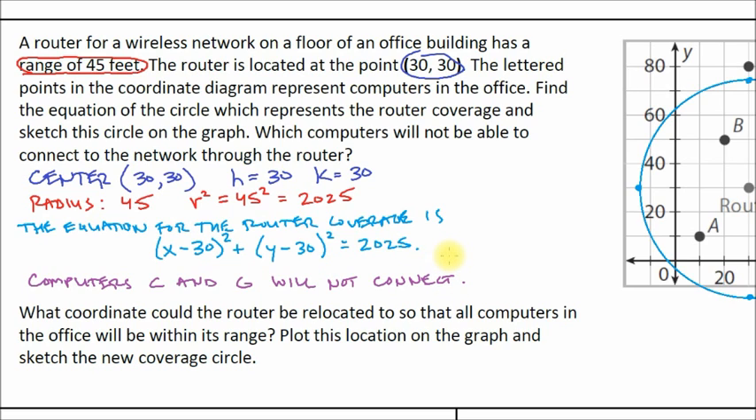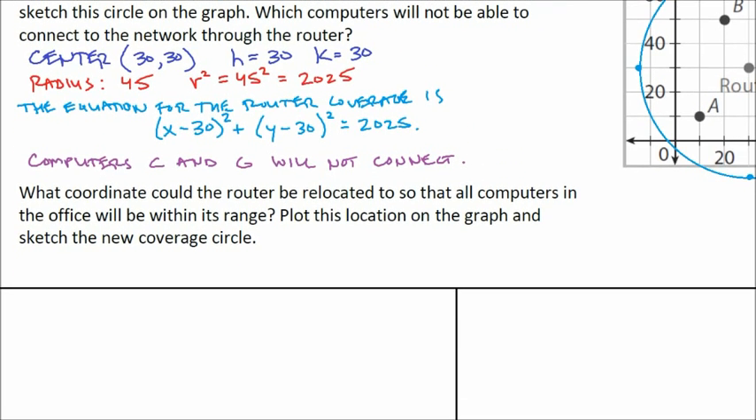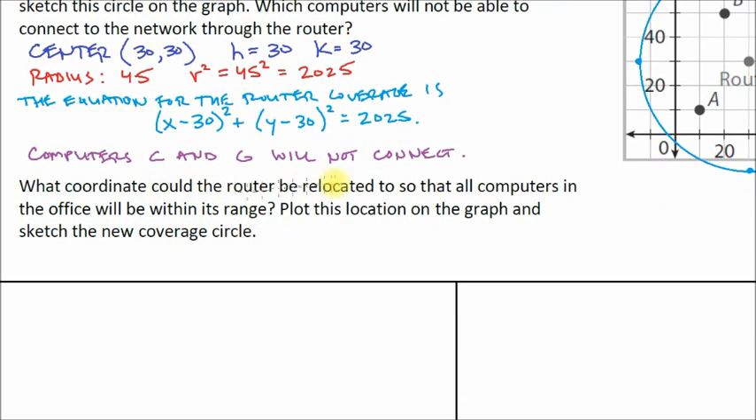Sometimes on these word problems, you want to go back and reread it because it's common for students to answer the first part and draw the graph and then forget that the second question was, tell me which computers do not connect. Let's take a look at the second part. Now it's asking us, what coordinate could the router be relocated to so that all computers in the office will be within its range? Is there a place we can move this router so that all the computers will be able to connect? And then plot this location on the graph and sketch the new covered circle.